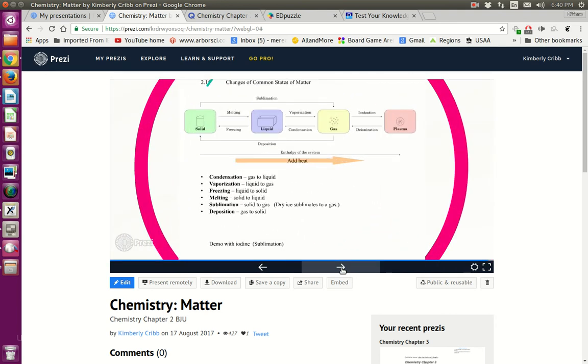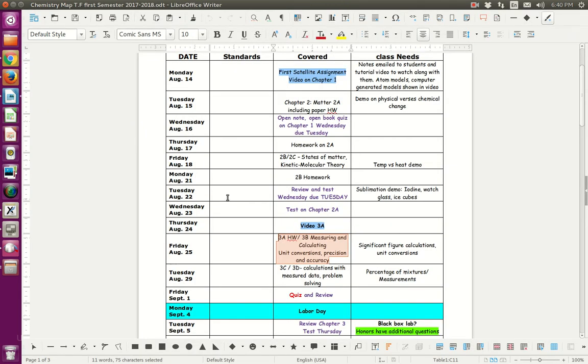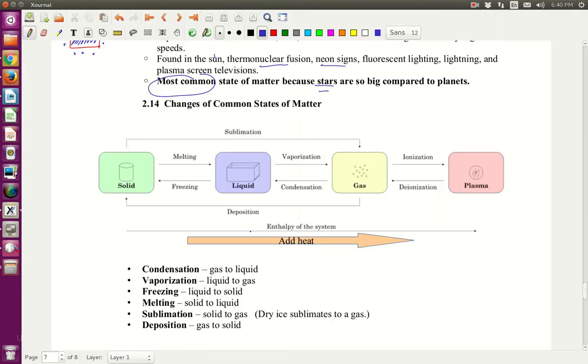So this brings us to the changes of the common states of matter. Here we go. It's all matter. See how we're adding energy or adding heat down here? Heat energy. If we add heat, a solid will melt and turn to a liquid. Then a liquid will vaporize and turn into a gas. And a gas will ionize and turn into a plasma. So that's adding heat. It's getting hotter and hotter.